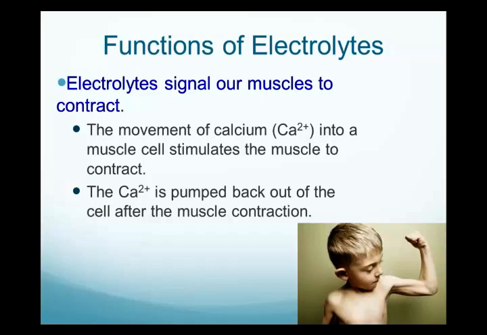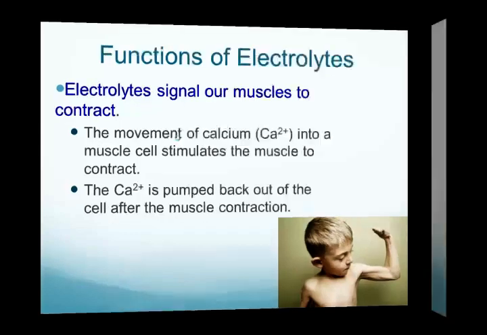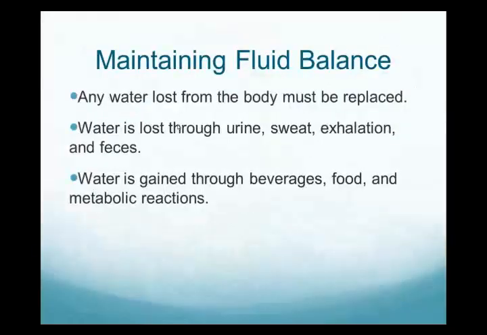Even at the neuromuscular junction, we have calcium playing a role by being released into the alpha motor neuron, which initiates the release of acetylcholine from that neuron into the synaptic cleft. So they play some important roles with muscle contraction, and therefore body movement.